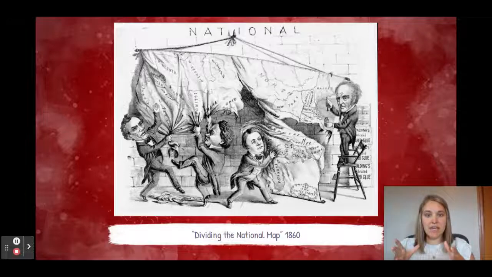So here is an important political cartoon to think about with the election of 1860. It's called Dividing the National Map. What you see there is the three more major candidates pulling apart the map, while John Bell of the Constitutional Union Party is trying to glue the northeastern section back together.